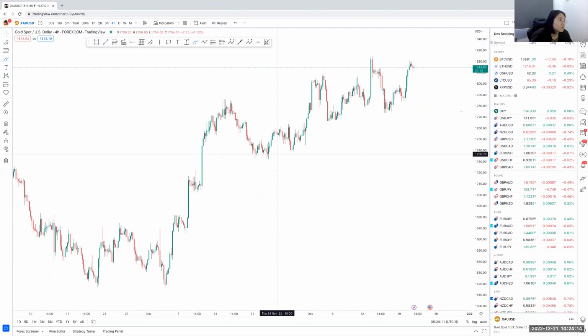Can you guys let me know if you see a channel or a trend line in XAU USD on the 4 hour time frame, and is it going up or down? I just need a little bit of interaction so I know that you guys are still following me. Okay, it's going up.